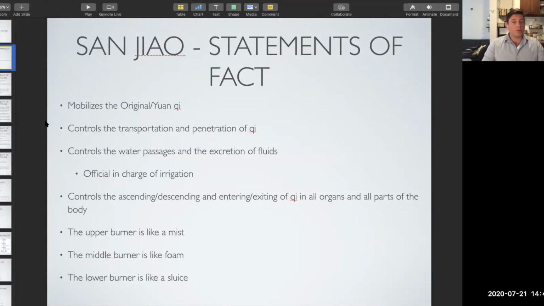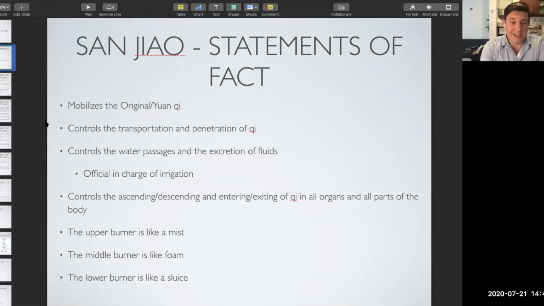The Sanjiao also controls the water passages and the excretion of fluids. So all of water metabolism in the body, all fluid movement in the body, all happens through the Sanjiao. It's the official in charge of irrigation, which you might remember from earlier, one of the other ways we say this. Oftentimes the Sanjiao gets talked about as if it's the lymphatic system because of this. And there's a lot of overlap, but the Sanjiao does so much more. So yes, it controls the water passages and excretion of fluids, much like the lymphatic system does, but don't make that one-to-one correlation too quickly.